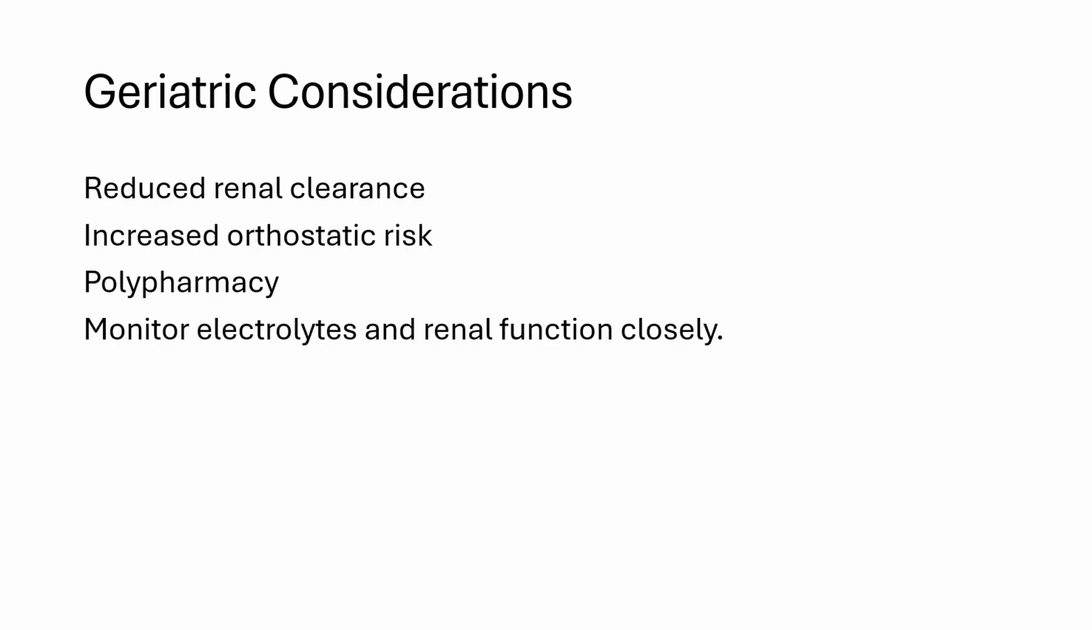Because of these factors, monitoring is critical. Electrolyte and renal function should be assessed closely, particularly after you initiate or adjust a diuretic or a renin-angiotensin-aldosterone system blocking agent. Clinically, when treating hypertension in older adults, the goal is not simply aggressive blood pressure lowering. It is safe, individualized risk reduction while minimizing adverse effects.